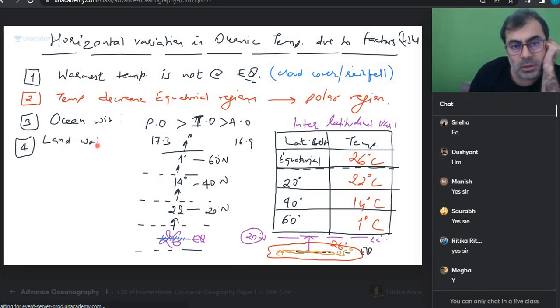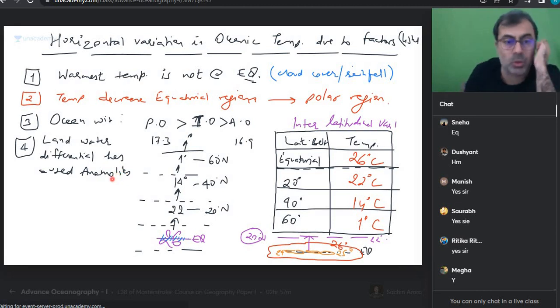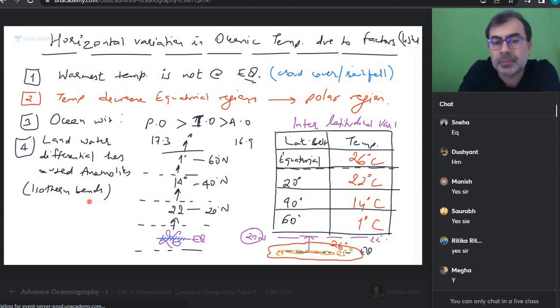Land water differential has caused anomalies. True or not? So what will happen? Will the isotherm bend or not? Isotherms will bend or not? ये हमने क्लाइमेट में भी किया था.